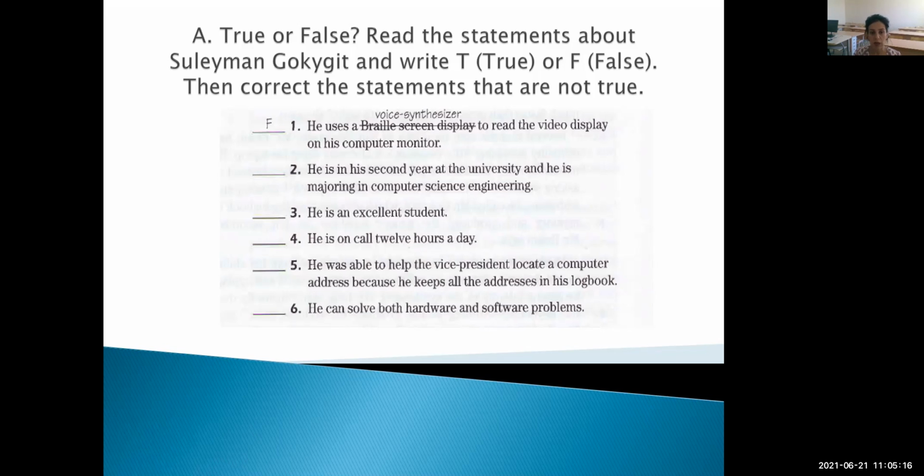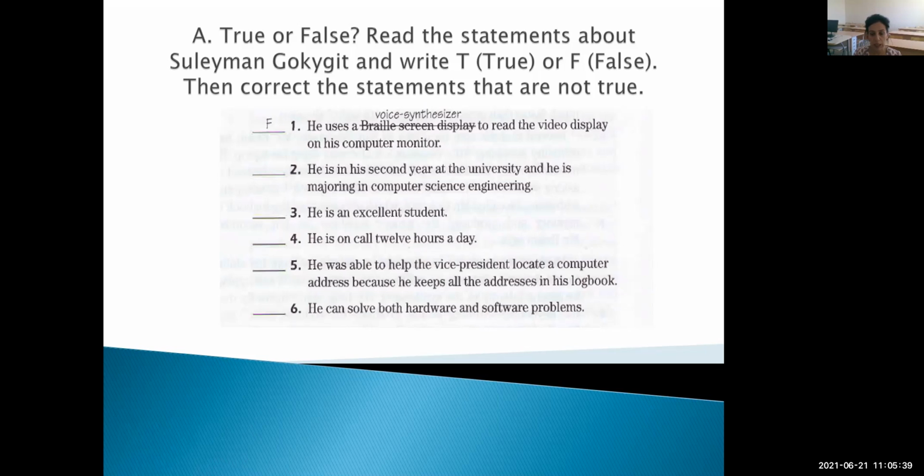So we can read the second one. He is in his second year at the university and he is majoring in computer science engineering. This is of course true. The next one: he is an excellent student. Understanding that we have just read the text, we can say that yes, it is true. He is an excellent student. So the answer is true.